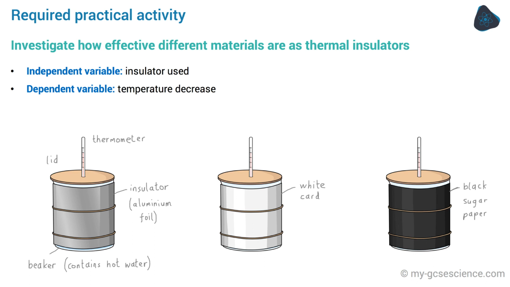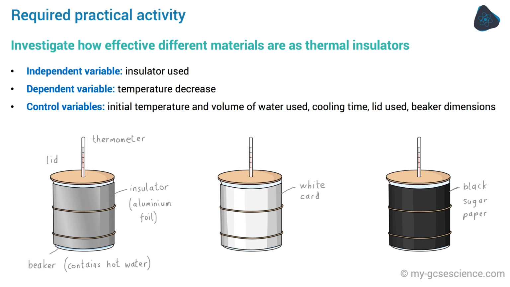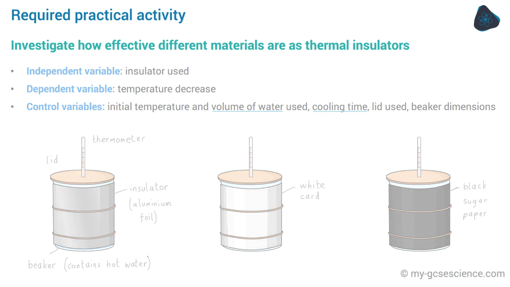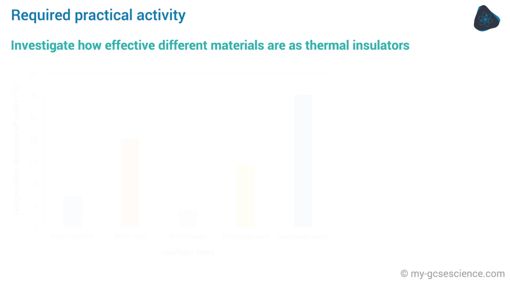Finally, to ensure that our investigation is a fair test, we'll have to ensure that all of the other variables that could affect the results of the investigation are kept fixed as control variables. We'll want to use a measuring cylinder and a stop clock to ensure that these two variables in particular are properly controlled. Typical results from this investigation might look something like this.